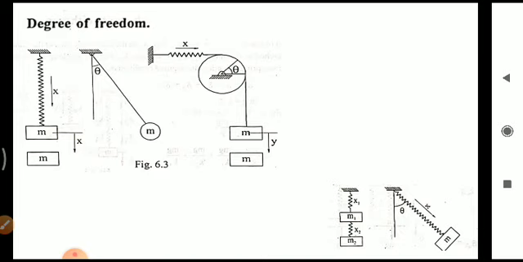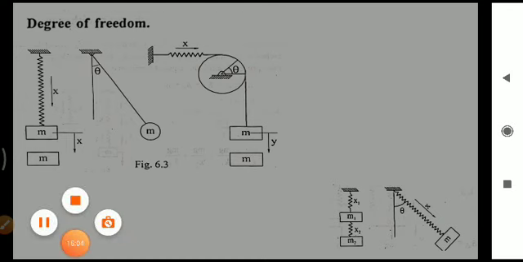Second figure, again a similar example to our simple pendulum, but the string is replaced by a spring. So the movement of the body m will depend on the angle and also the elongation of the spring. So again the mass will have 2 degrees of freedom. So these two are examples of 2 degrees of freedom. That's all about the degrees of freedom.